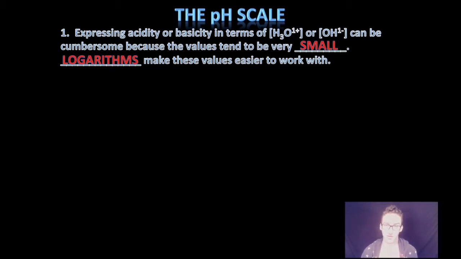But as we try to understand what the pH scale is, or what it is a measure of, when we say something has a pH of 2 or a pH of 10, what does that mean? Basically, we're looking at expressing the concentrations of the hydronium ions or the hydroxide ions in that solution. And it can be very cumbersome to deal with because we're often talking about concentrations that are very small. And so, as you'll learn, the pH scale incorporates logarithms to make those values easier to work with.